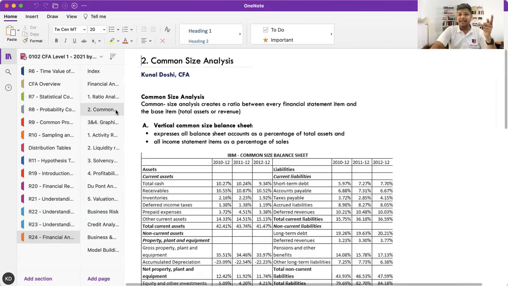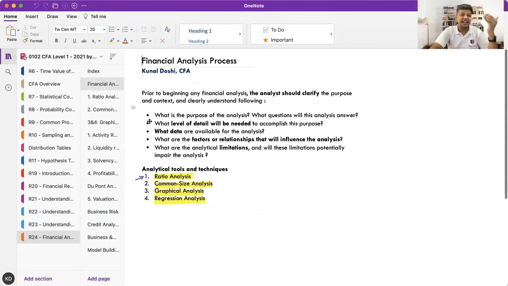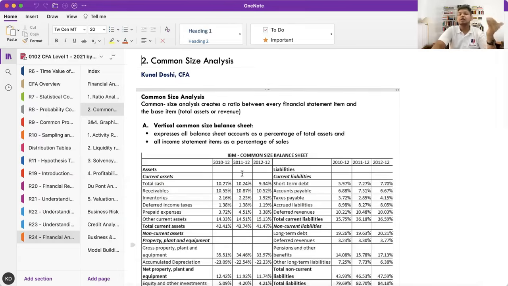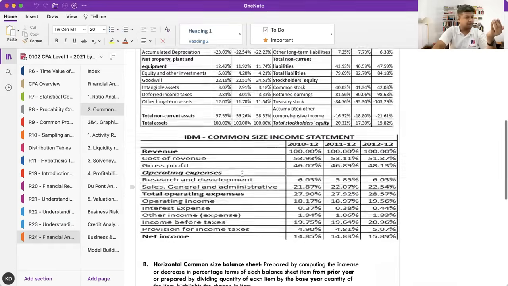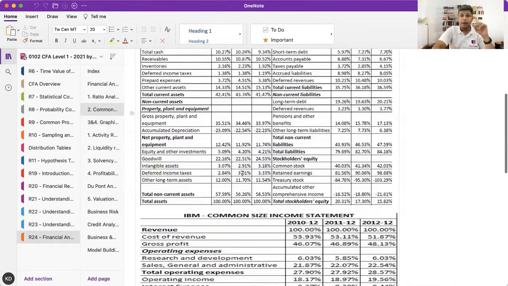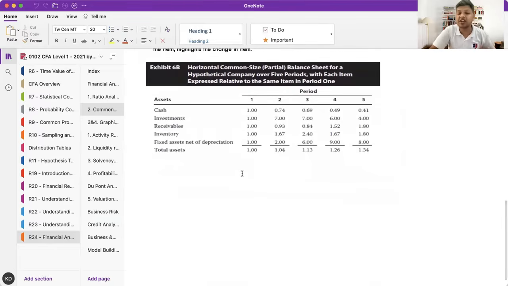Now, the second thing we had in our financial analysis tools, apart from graphical and regression analysis, is common size. We have already discussed common size, everyone: the common size balance sheet and income statement. But one thing I would like to mention here is the horizontal common size balance sheet. It's an interesting thing. Here, you take a base year, and all the values in the base year you take as 1.